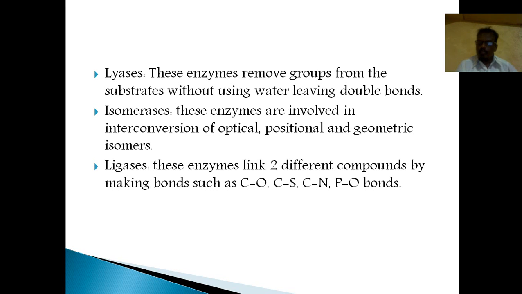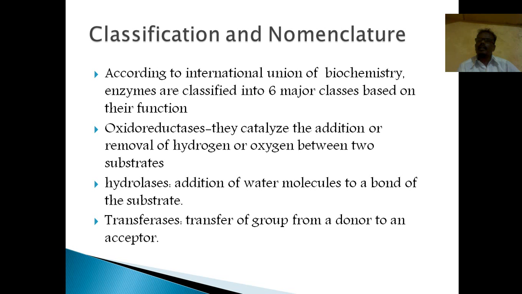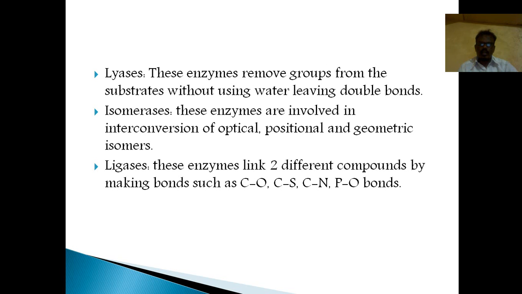So likewise, enzymes can be classified based on their function. This classification, which is proposed by the International Union of Biochemistry, classifies the enzymes into 6 major classes based on their function. That is oxidoreductases, hydrolases, transferases, lyases, isomerases and ligases. So these are the classifications of enzymes.